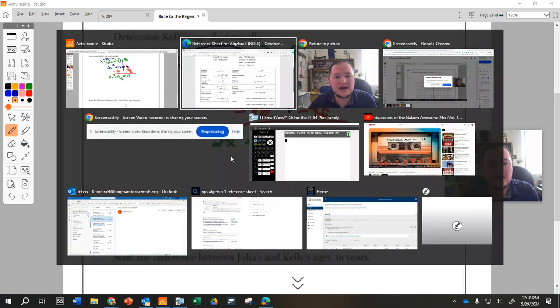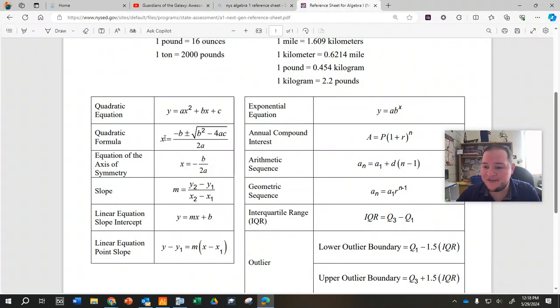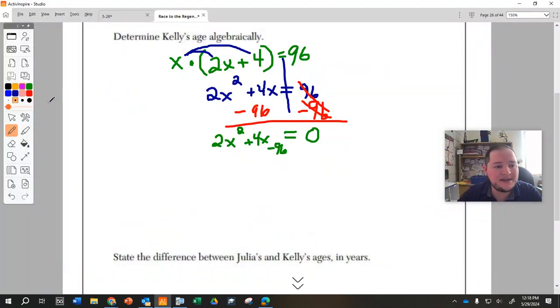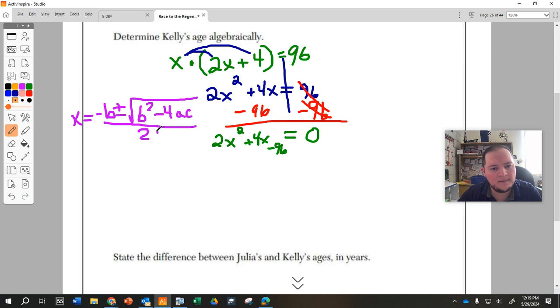Quadratic formula, I'm toggling to my reference sheet. It's right here, x equals negative b. I'm going to copy and paste it over here. So x equals, I don't think it's going to fit there actually. I probably need this little space right here. x equals negative b plus minus square root b squared minus 4ac all over 2a. Got the formula.